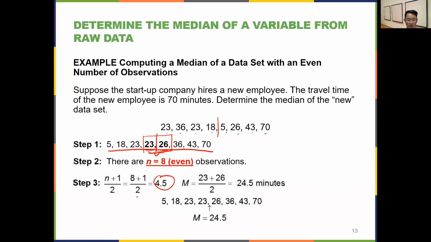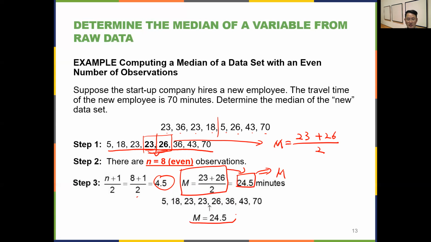So the way to figure out the even case m is you simply add these two middle values and divide by 2. I shouldn't really rewrite, so here. And this is the median, right? 24.5. Okay, so that's a middle value, that's the median value.